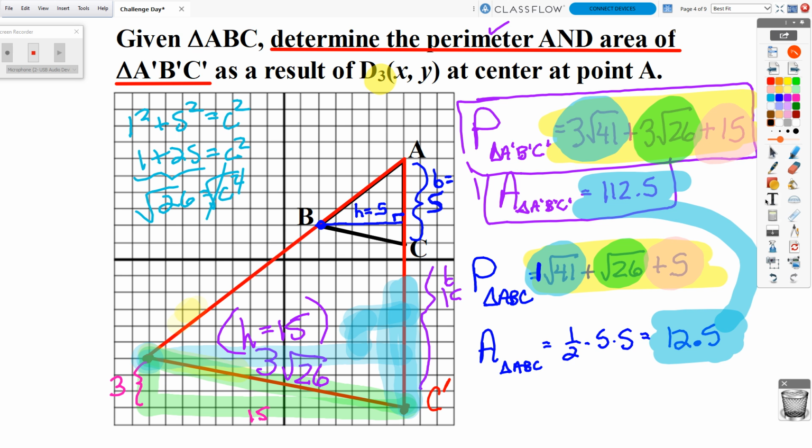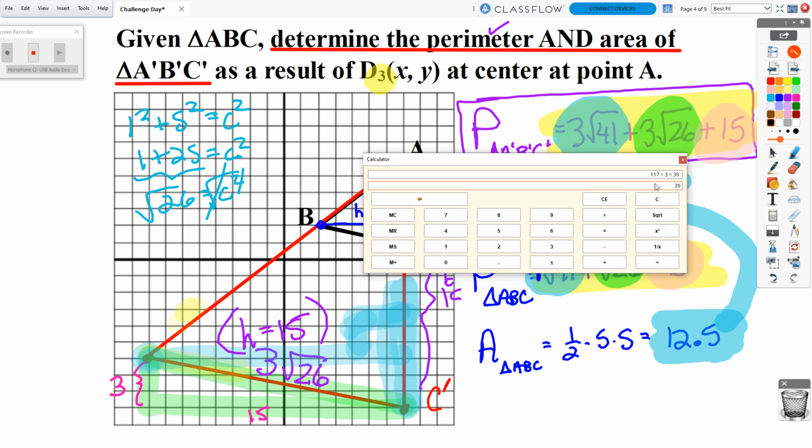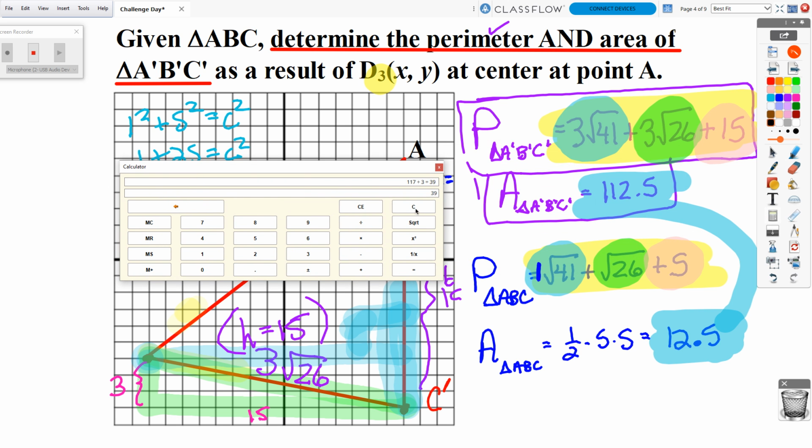Now, let's explore this. If 112.5 is not 3 times bigger than 12.5, how many times bigger is it? No, not 1012. Come on. 112.5, divide it by the original 12.5 area. How many times bigger is that? It's 9 times bigger. That's weird.